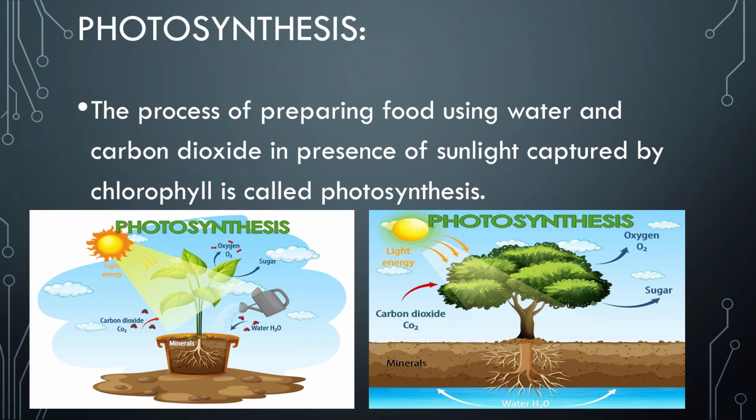Photosynthesis uses carbon dioxide and water sucked up by the roots, and the leaves play the main role here. With sunlight captured by the chlorophyll, the plant releases oxygen and forms glucose, and this glucose can be converted into a fruit or a vegetable. This is how a plant does photosynthesis.